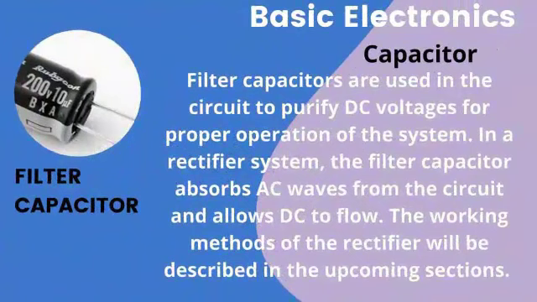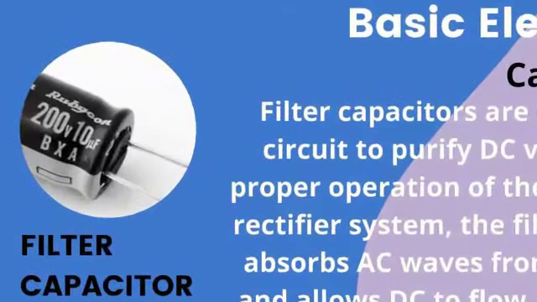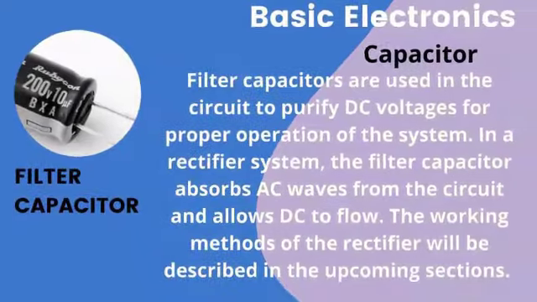Filter capacitor. Filter capacitors are used in the circuit to purify DC voltages for proper operation of the system. In a rectifier system, the filter capacitor absorbs AC waves from the circuit and allows DC to flow. The working methods of the rectifier will be described in the upcoming sections.